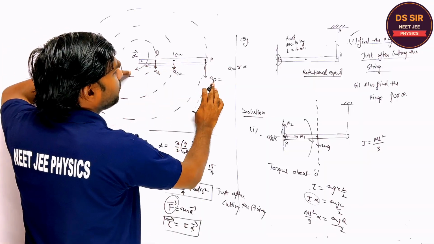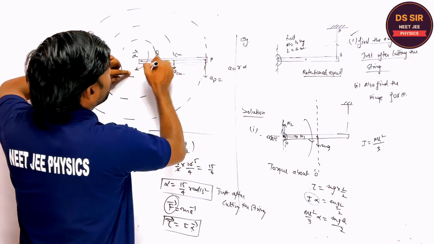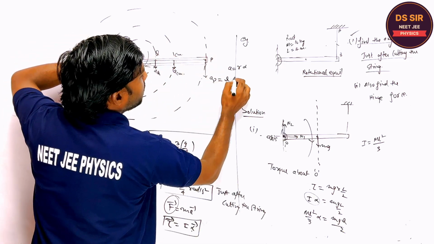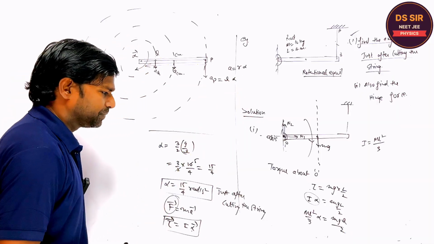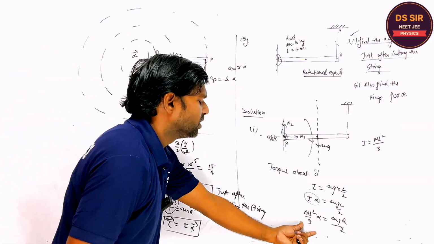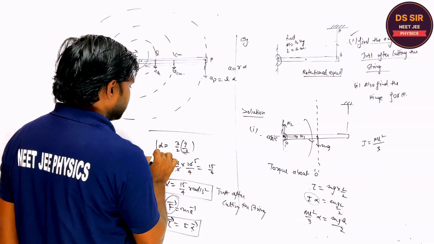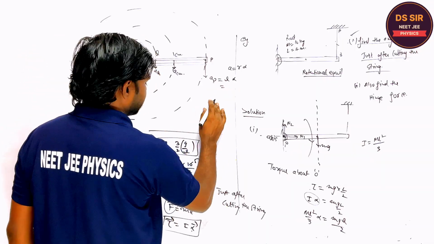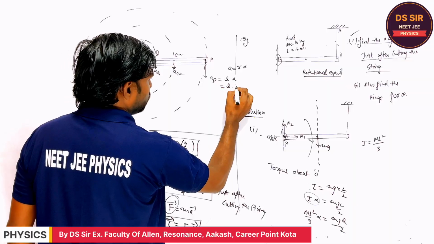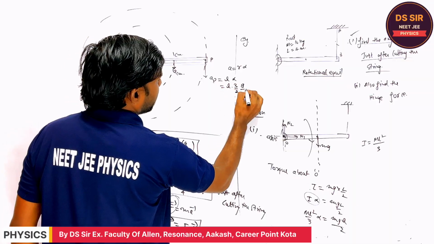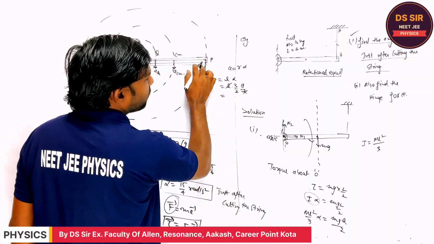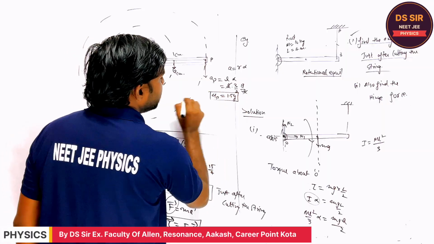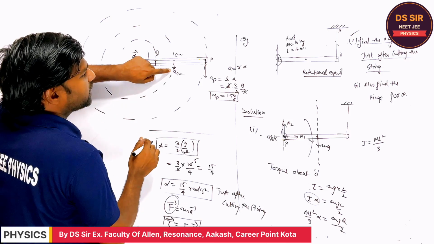So what is the acceleration aP? R into alpha. What is R here? The distance is L, so L into alpha. Is it clear or not? Alpha, you can consider in terms of L. So the acceleration is L into 3 by 2 g by L. So the acceleration of this point P is 1.5 g. Are you getting or not? In the same way, what is the acceleration of the center of mass?